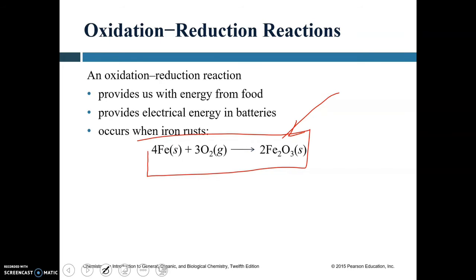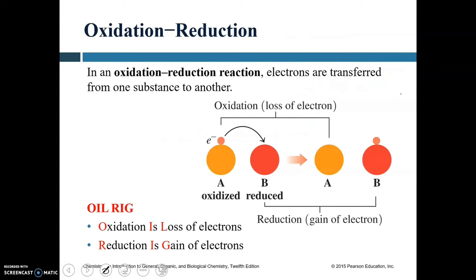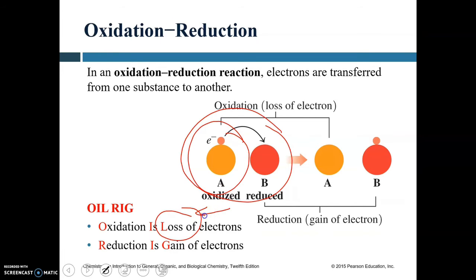These types of reactions are also called redox reactions. They give us energy from food, and provide electrical energy in batteries, for instance. In redox reactions, or oxidation-reduction reactions, electrons are transferred from one substance to another. The substance that loses electrons is oxidized. Oxidation is a loss of electrons. So we say that in this reaction, the oxidation of A manifests as the loss of electrons, and A is oxidized. And the reduction of B manifests as the gain of electrons, and B is reduced.